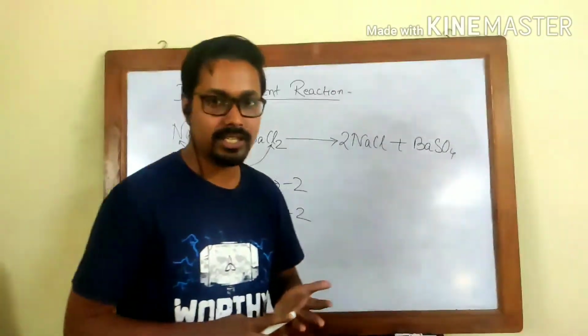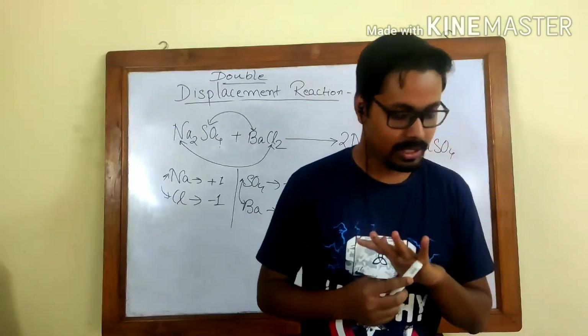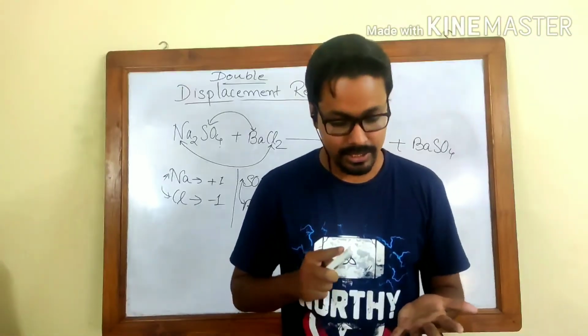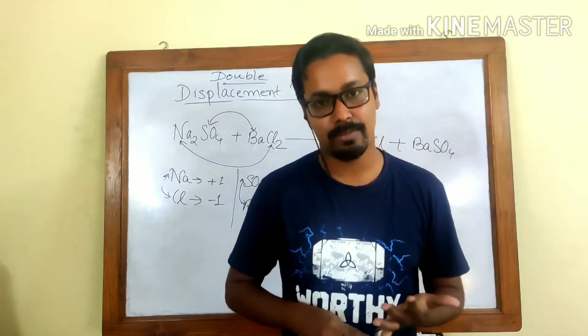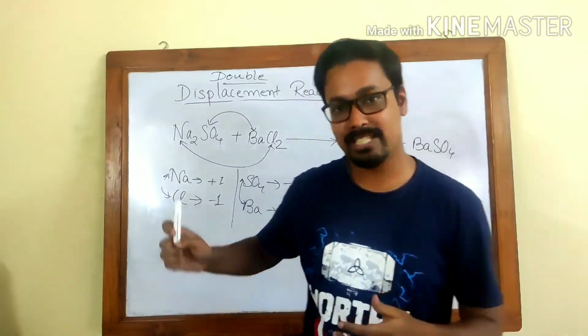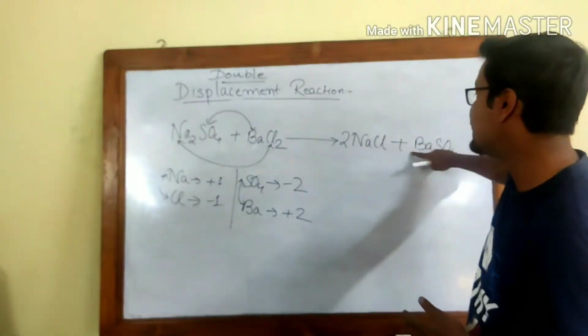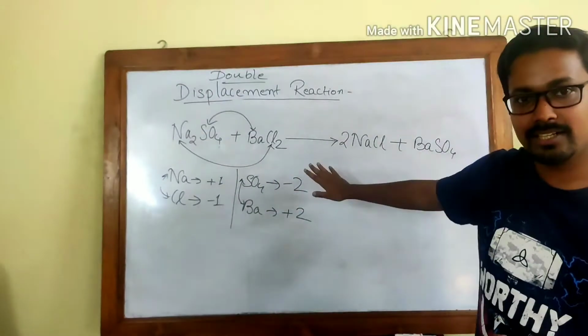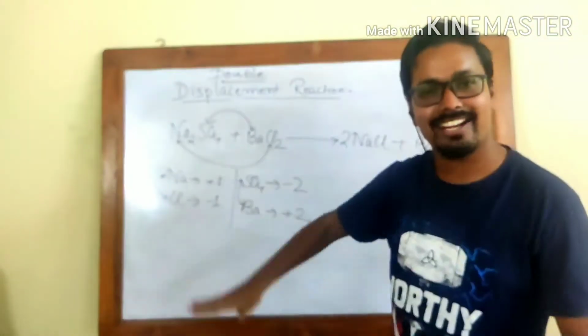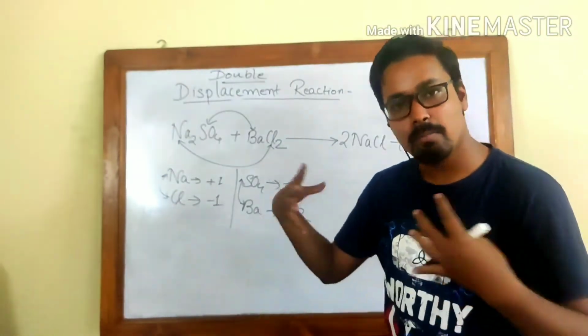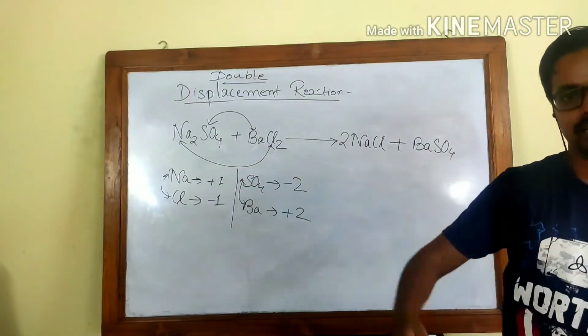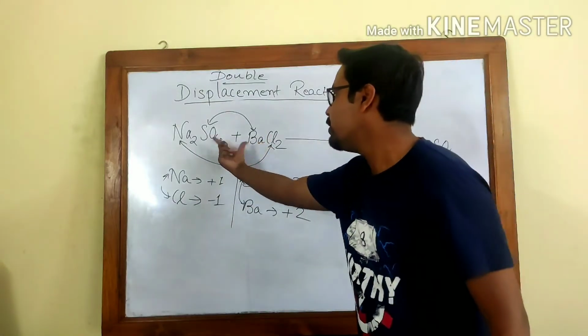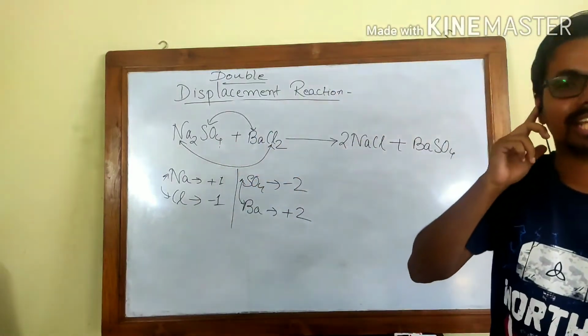We have studied four reactions till now: the combination reaction, decomposition reaction, displacement reaction, and double displacement reaction. This is the reaction that I gave at the beginning of the lecture. Now I hope it is clear. It is because of higher affinity and reactivity combined that we get this double displacement reaction, where an exchange of elements or ions takes place.